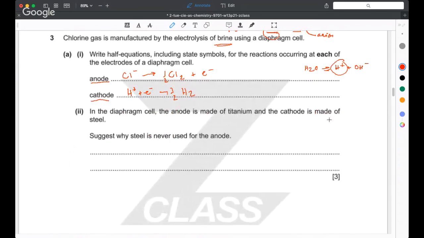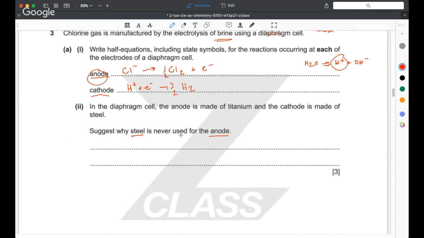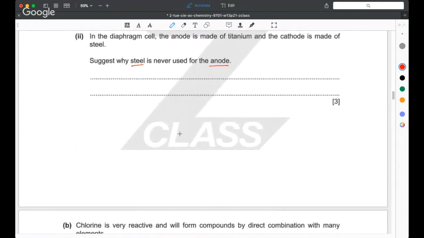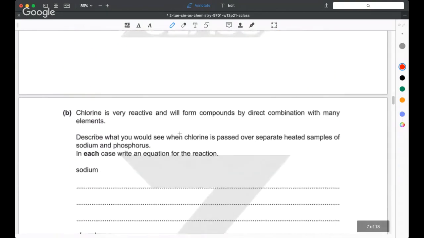Okay, so now it's just saying here, well, steel is never used for the anode. Remember, this is the anode. Well, of course, chlorine gas is being made at the anode, and steel contains iron, and iron can react with the chlorine gas that's produced at the anode. So that's why you don't use steel for the anode.